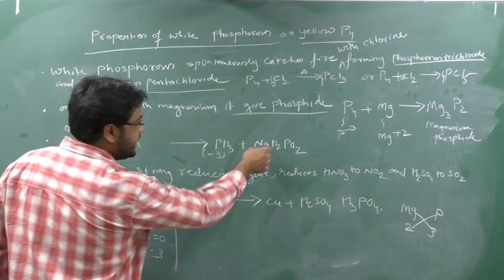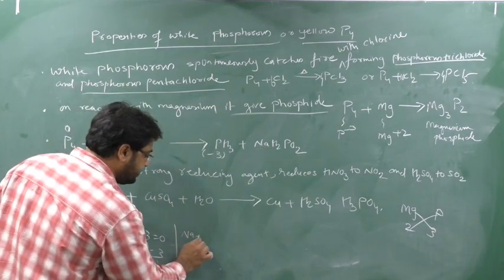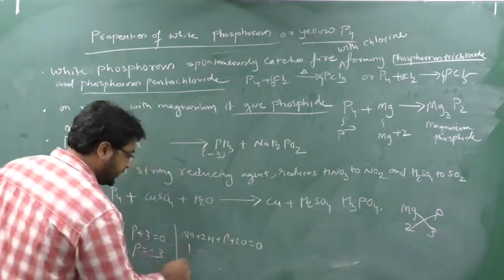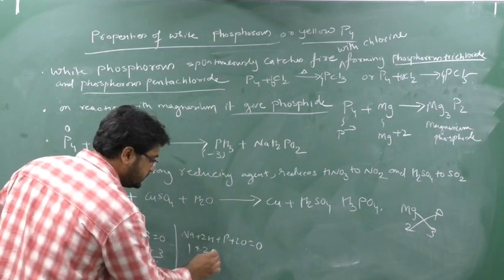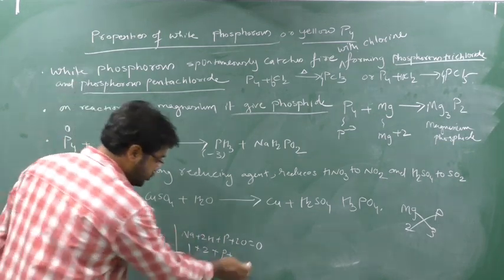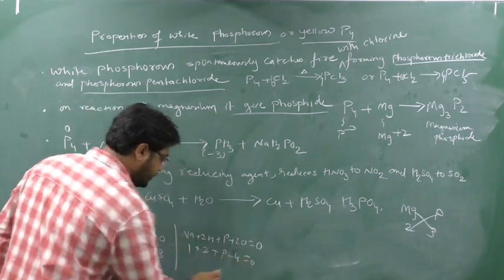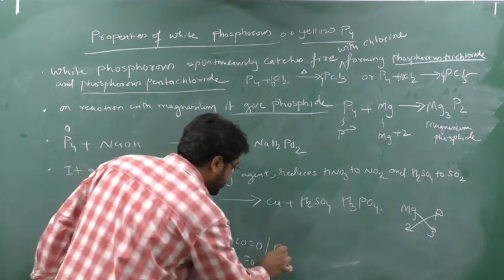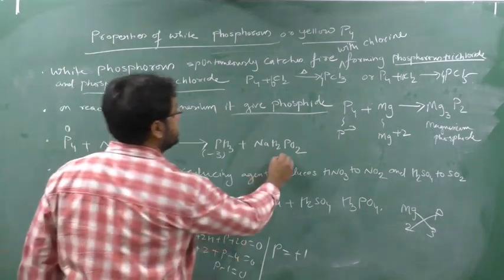Next, NaH2PO2. So Na plus 2H plus P plus 2O equal to 0. Here Na is plus 1 and hydrogen is plus 1, so 2 ones are 2. Oxygen is minus 2, so 2 twos are minus 4, equal to 0. So 1 plus 2 is 3, minus 4 is minus 1. So P minus 1 equal to 0, which implies P equal to plus 1. So here P is plus 1.